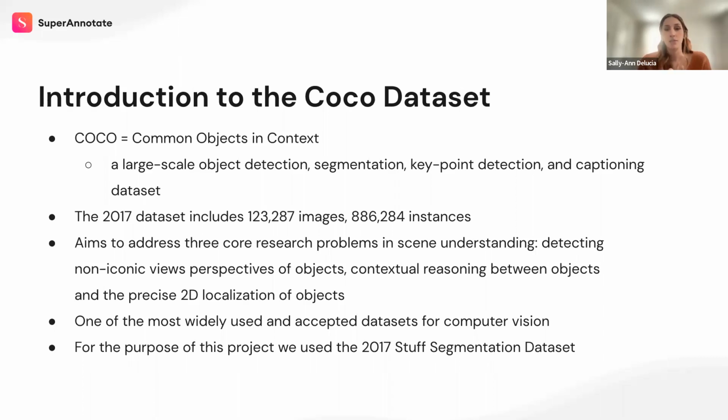So we have detecting non-iconic view perspectives of objects, contextual reasoning between objects, and the precise 2D localization of the objects. So for this reason, it's one of the most commonly used and accepted data sets for computer vision. It's often common practice for engineers to use the COCO dataset to pre-train models for CV tasks. And then they'll use those same weights as a starting point to train with the other data sets. And for this project, we decided to use the stuff segmentation dataset. That is the name of it, but that just includes the images and the polygons for those masks.